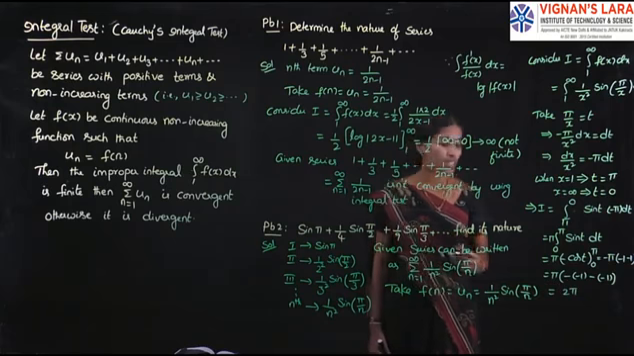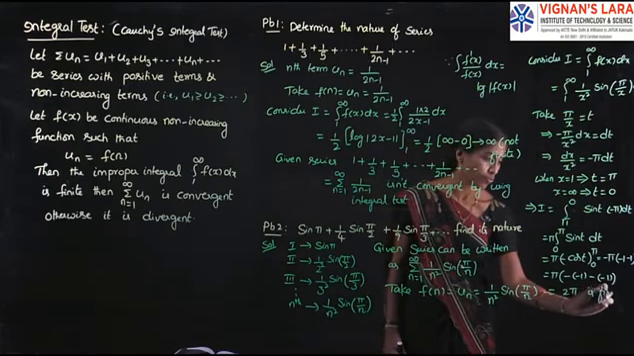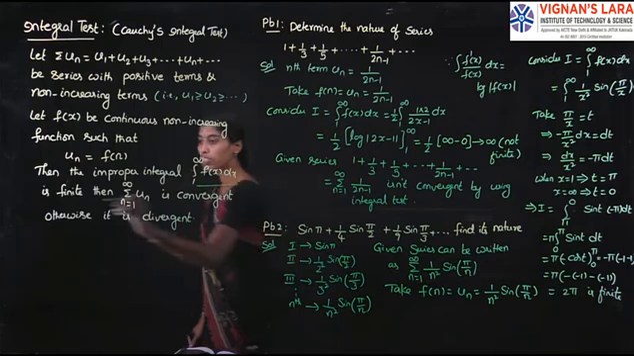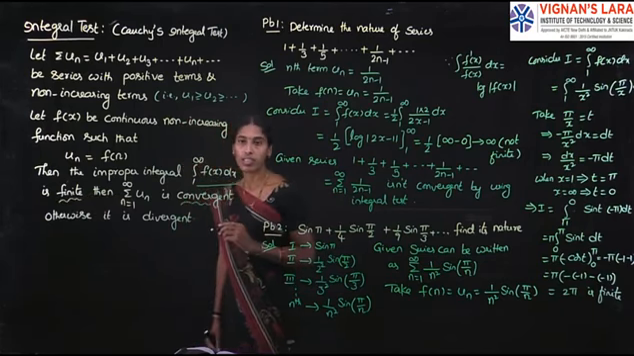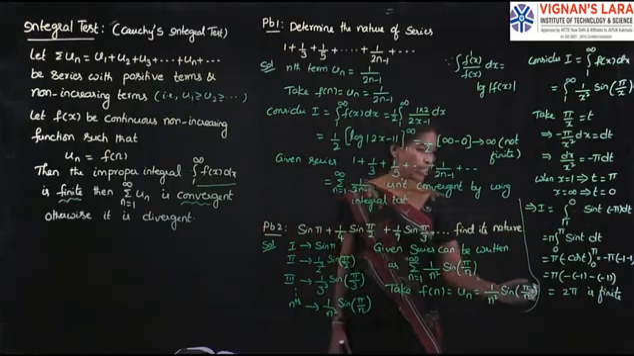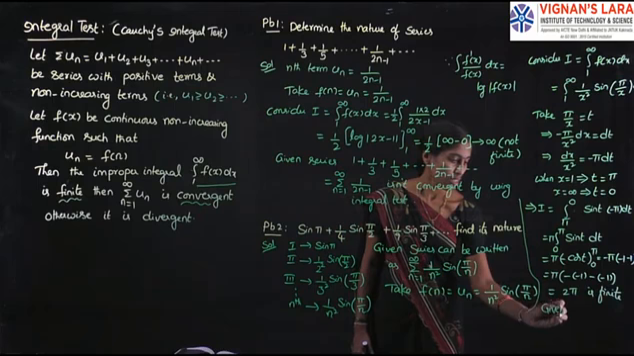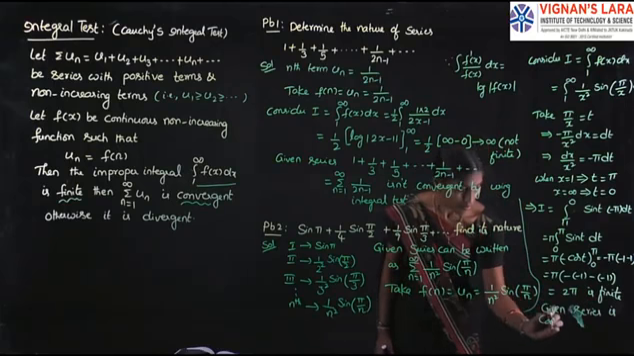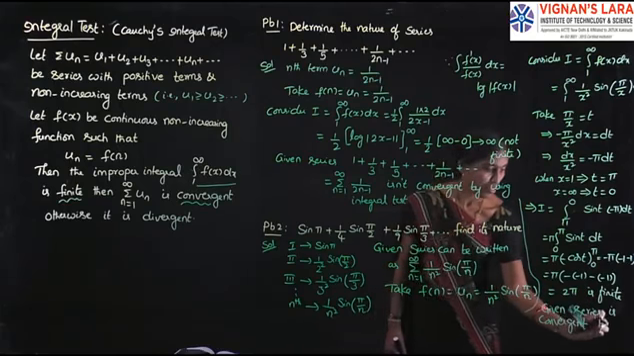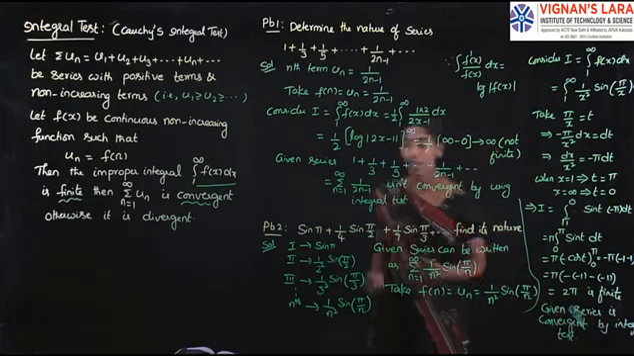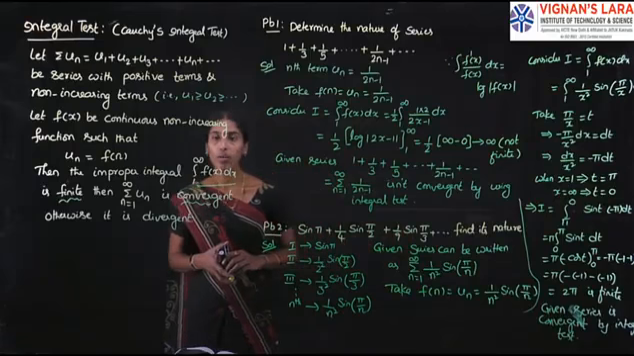Because 2 pi is a finite value, by using this integral test, if integration 1 to infinity f of x dx is finite, then the series is convergent. If it is infinity, then the series is divergent, right? So we can write, because it is finite, the given series is convergent. By which test? By integral test.